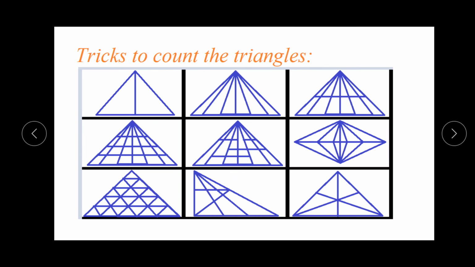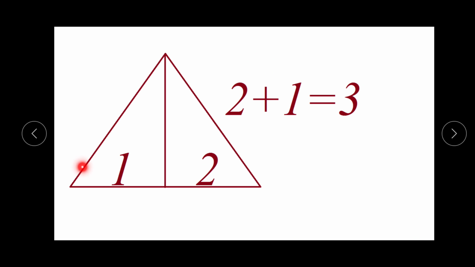Tricks to count the triangles. There are 9 figures, and in all these 9 figures we will count the triangles, and I'm sure we can count these triangles in 2 or 3 seconds. Let's take the first shape. This is the shape in which we have to count the triangles. How can we count the triangles? We number them 1, 2, and then we add them. 1 plus 2 is equal to 3. There are 3 triangles in this figure.